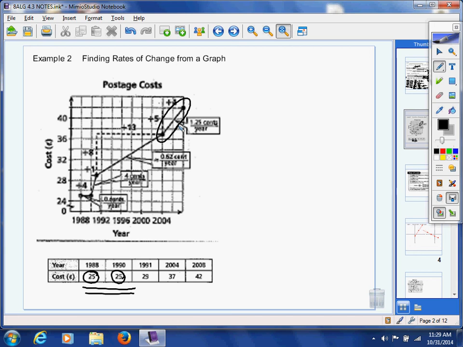So what I wanted you to be able to do is I want you to be able to look at a graph and tell, okay, which segment is the steepest? All right, that's the segment between 1990 and 1991, and therefore that's your greatest rate of change. So 1990 to 1991 has the steepest segment, therefore, it has the greatest rate of change.